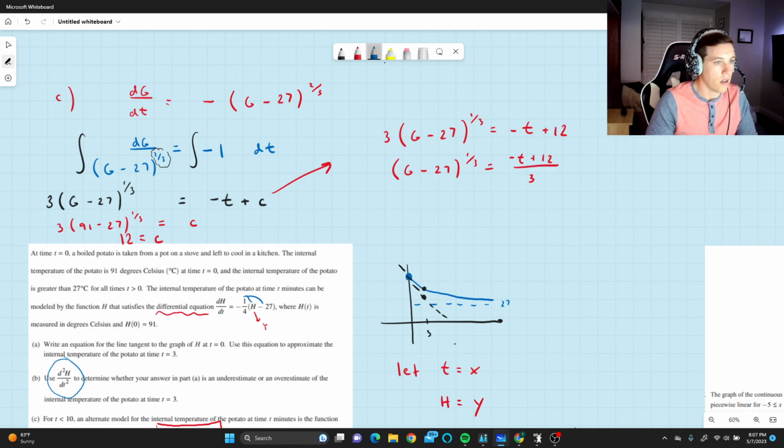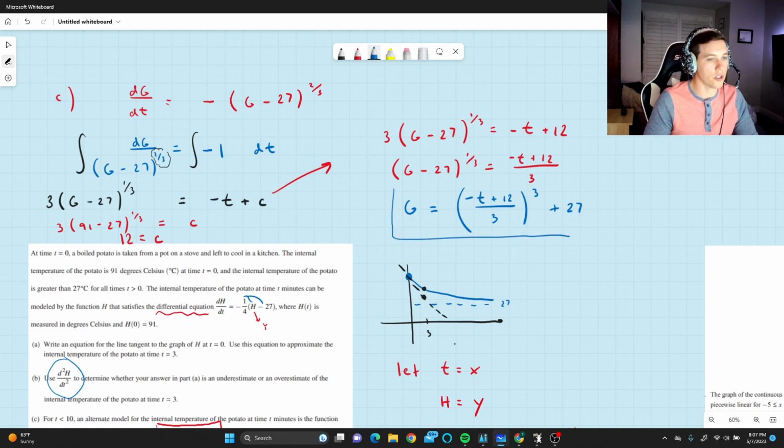Cube both sides. To get rid of a cube root, you cube. To get rid of a cube, you cube root. So for G, I'm just going to cube it here. And then add the 27, and we're done. And we have our particular solution, aka our function for G.